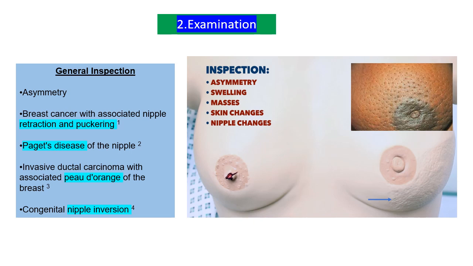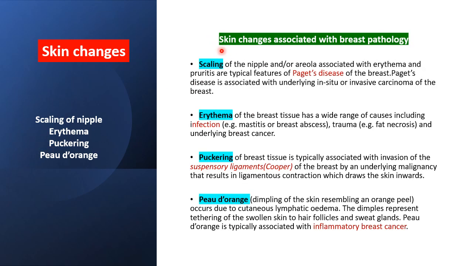So it's important to examine to see whether it's really normal or abnormal. The other important thing is inspection of the skin for changes, which include scaling of the nipple, erythema or redness of the skin over the lump, puckering, and peau d'orange, which I already mentioned. So these are the important things that you look for. Skin changes associated with breast pathology: scaling, okay, which may be a sign of Paget's disease.